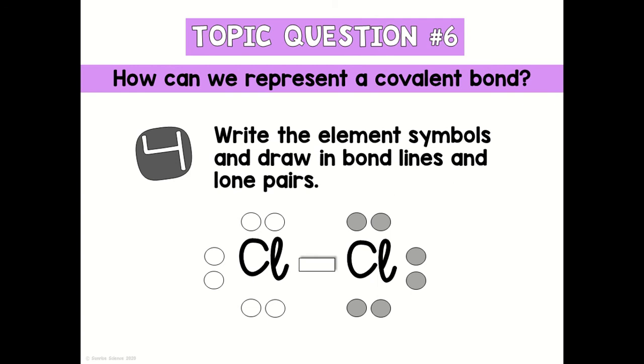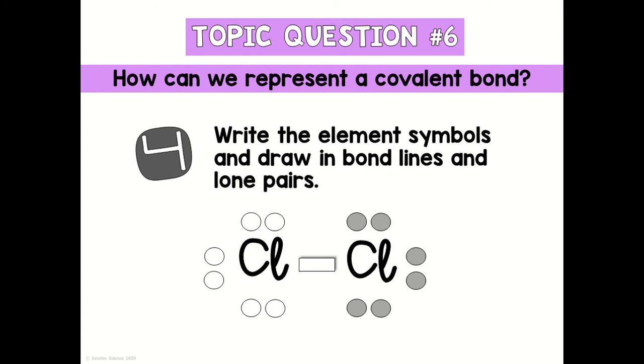Now you're going to write the element symbol. That should already be written. And you're going to draw in the bond line. So everywhere you see there is a bonding pair, you're going to represent that like a line. Okay? Just like in topic question number 4, where we showed the single bond, the double bond, the triple bond.